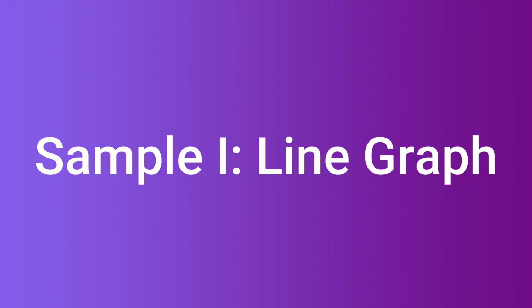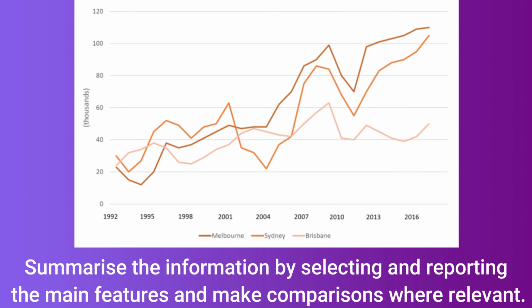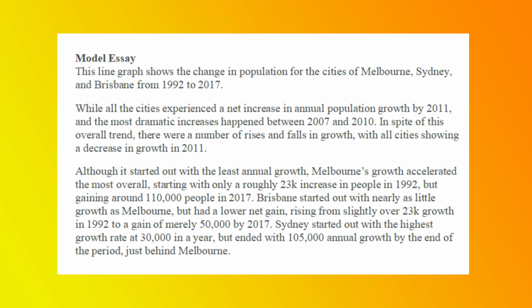Model IELTS Academic Writing Task 1, Prompt, Line Graph. The chart below gives information about population growth in 3 major Australian cities from 1992 to 2016. Summarize the information by selecting and reporting the main features and making comparisons where relevant. Model Essay.